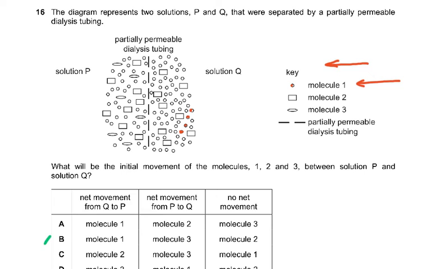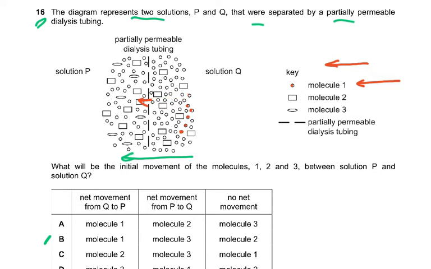Now, coming to question number 16, the diagram represents two solutions, P and Q, that were separated by partially permeable dialysis tubing. Now, molecule 1 is going to move in this direction. Why? Because there are more of molecule 1s on this side. You can count them and see. There are more. So molecule 1 would move in this direction, right?